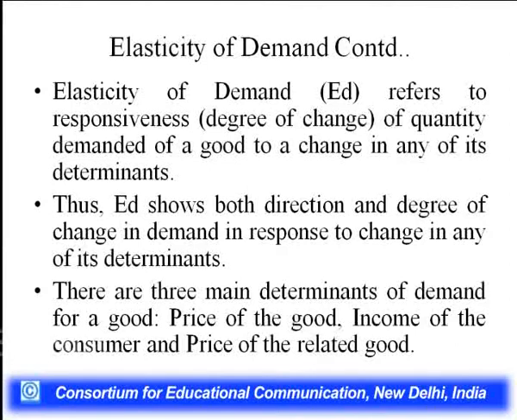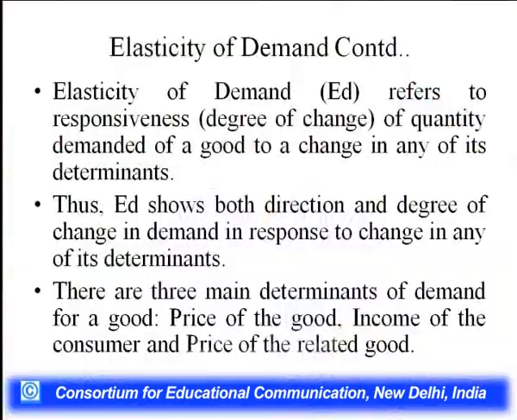Elasticity of demand simply refers to the responsiveness of quantity demanded of a commodity to a change in any of its determinants, and as I stated just now, the determinants of demand, which were reflected through the demand function, are the price of its own, the income of the consumer and the prices of the related goods. Thus elasticity of demand shows both direction and degree of change in demand in response to change in any of its determinants, that is price, income and prices of the related goods.